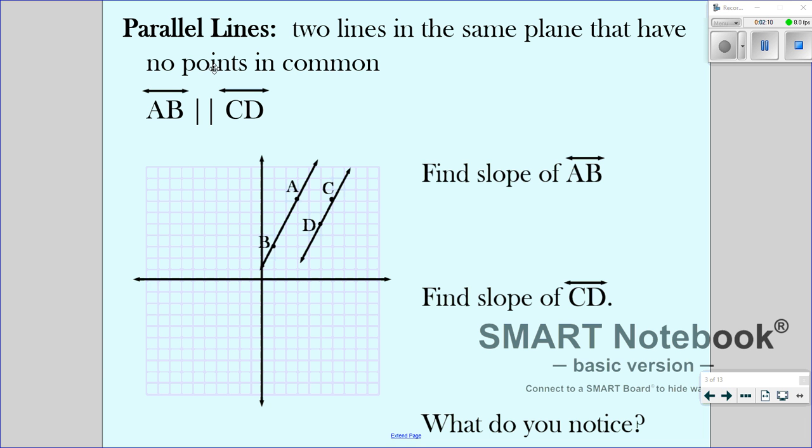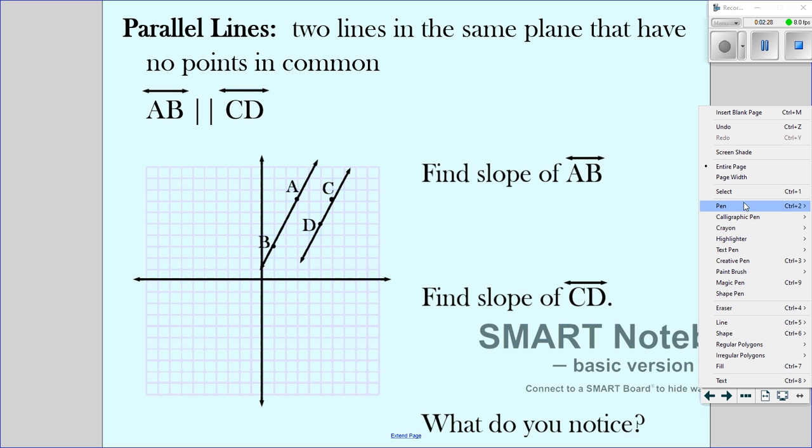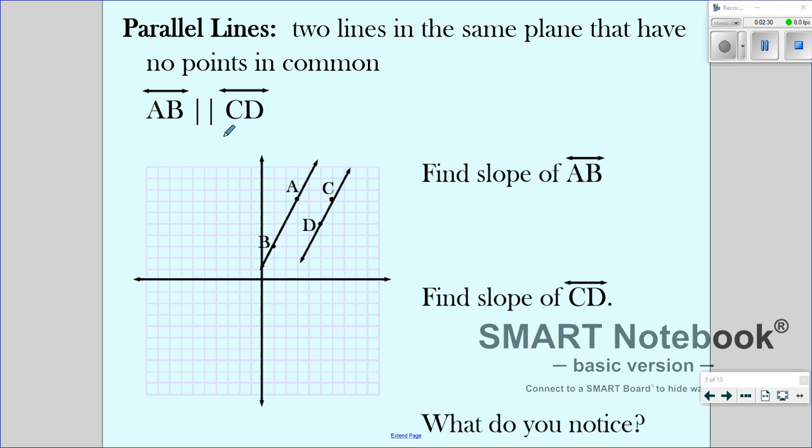When it comes to parallel lines, the definition is two lines in the same plane that have no points in common. So basically, parallel lines never meet. They're going in the same direction, but they're never going to cross each other. And based on the notation, two vertical lines means that it's parallel.